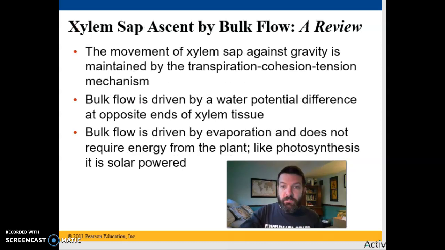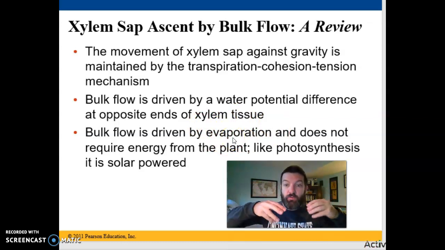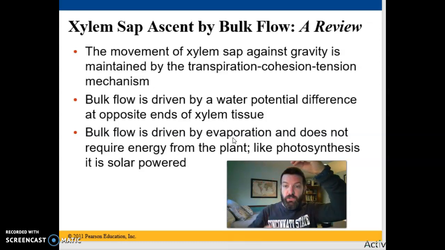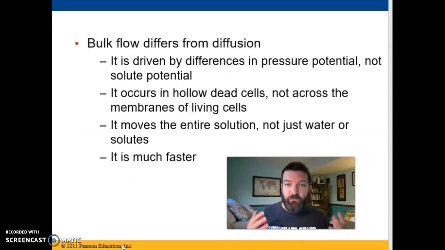To review, this is all maintained by the transpiration cohesion tension mechanism, meaning at the top in the leaves, you have evaporation. So this energy is coming from the sun, causing evaporation of water molecules, and that creates a water potential difference, essentially a vacuum, and it pulls water up, and water, because of its cohesion, can pull up other water molecules all the way from the bottom of the roots. And this is different from diffusion. It doesn't have anything to do with solute potential or gradients of concentration. It has to do with pressure differences. And it goes much faster, much larger amounts, and it moves not just water or solutes, but the whole solution up those hollow dead cells.